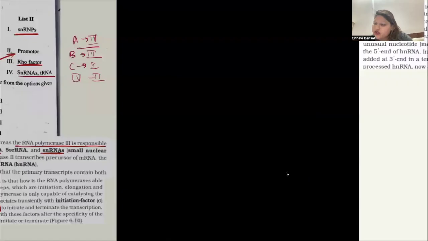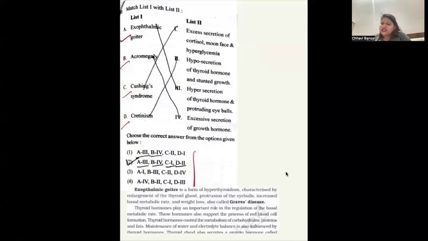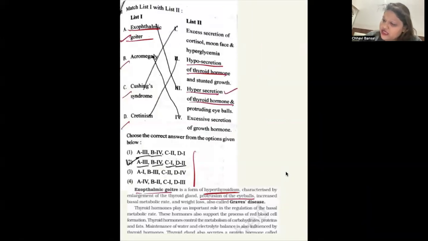Yeah. Next question. This is taken from the hormonal part, exophthalmic goiter. Goiter is mainly because of the thyroid gland, right? So if you see, there are two options for thyroid gland, hyposecretion and hypersecretion. Exophthalmic goiter is hyperthyroidism, means hypersecretion of thyroid gland and protrusion of eyeballs. Means the option C for A, third option is correct. Then it's acromegaly.